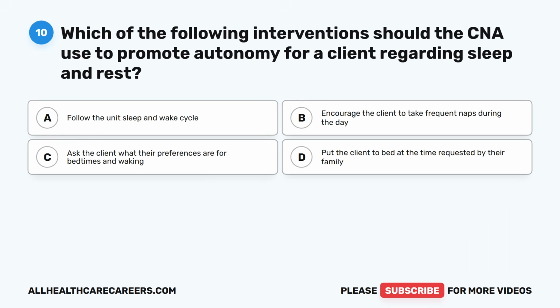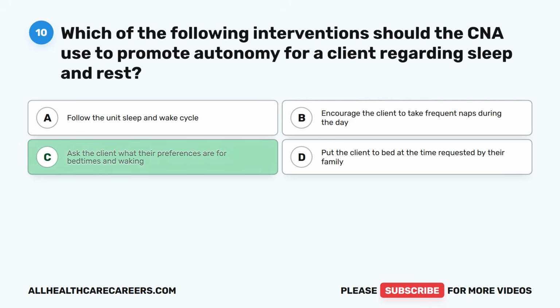Question 10. Which of the following interventions should the CNA use to promote autonomy for a client regarding sleep and rest? A. Follow the unit sleep and wake cycle. B. Encourage the client to take frequent naps during the day. C. Ask the client what their preferences are for bedtimes and waking. D. Put the client to bed at the time requested by their family.